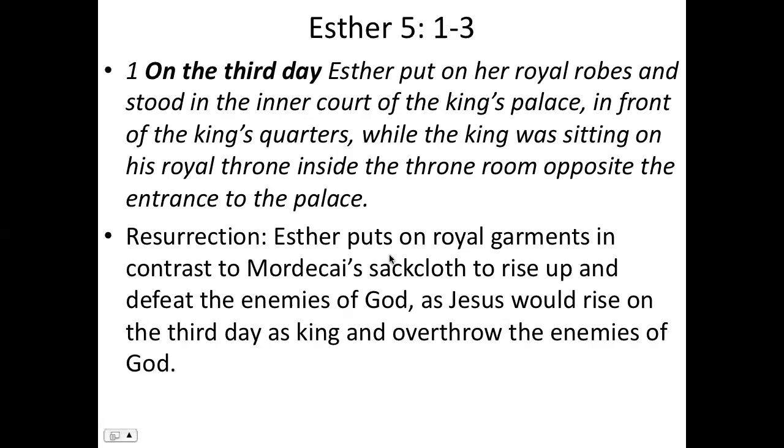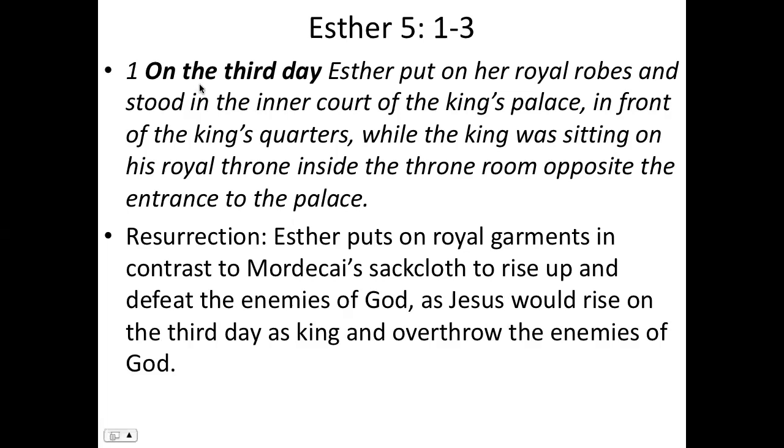Starting in chapter 5: on the third day, Esther put on her royal robes and stood in the inner court of the king's palace, in front of the king's quarters, while the king was sitting on his royal throne inside the throne room, opposite the entrance to the palace. So he has a palace where he lives, but he's got a throne room that overlooks his own palace.